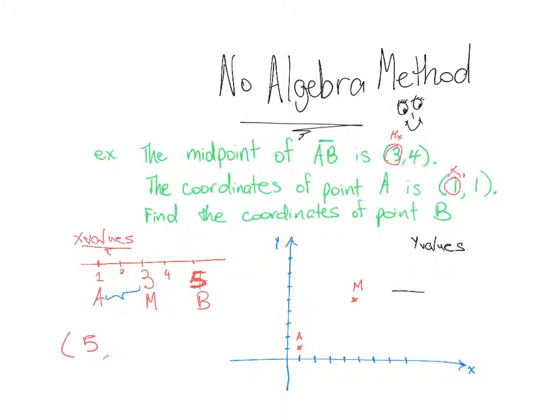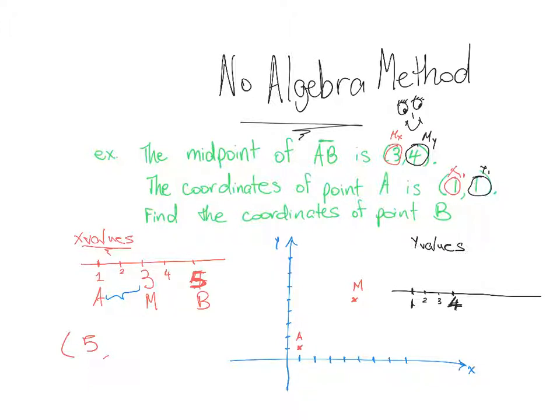So I'm just going to draw a number line here that represents the y values. And we know that the y values have an endpoint of 1 and a midpoint value of 4. So if our y value here at the end is 1, we can count to see how far we need to go to get to 4. So 1, 2, 3, 4. Let's make that 4 big because that's our midpoint.